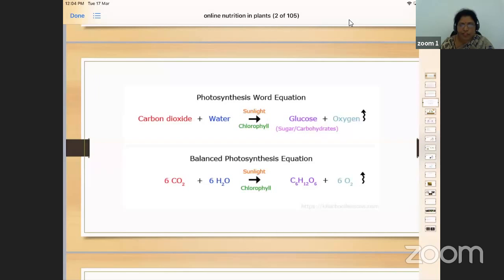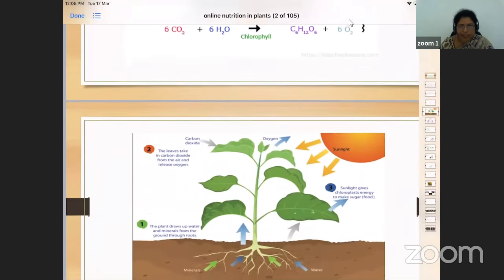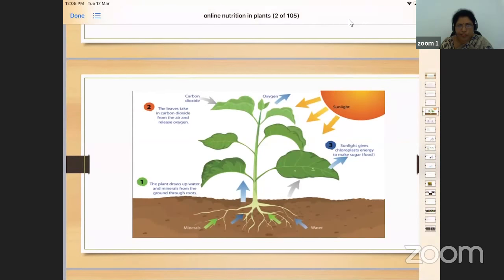Now, the equation of photosynthesis is 6CO2 plus 6H2O, in the presence of chlorophyll and sunlight, will give you C6H12O6, which is glucose, and 6O2 is released. Then this is the picture diagram showing photosynthesis.